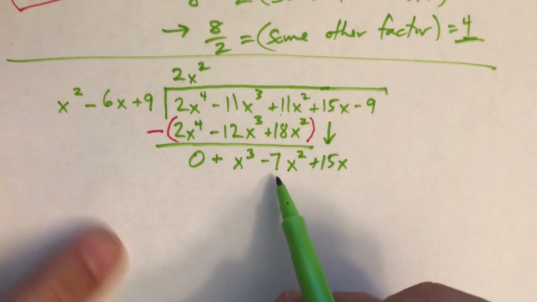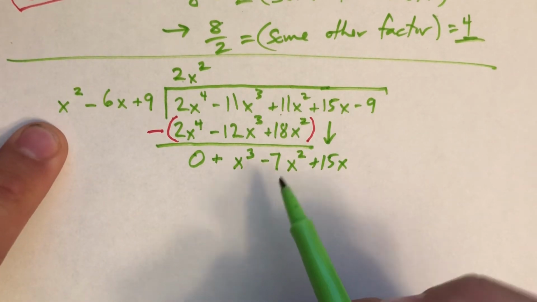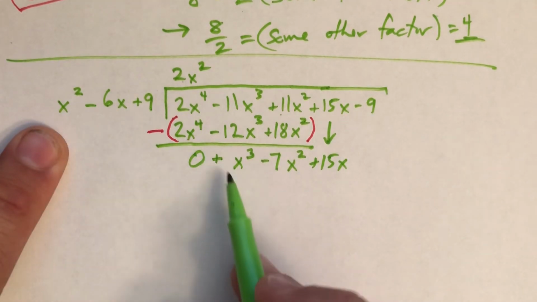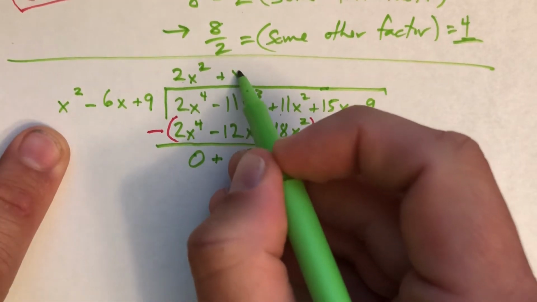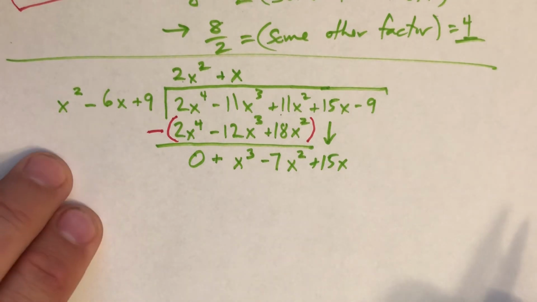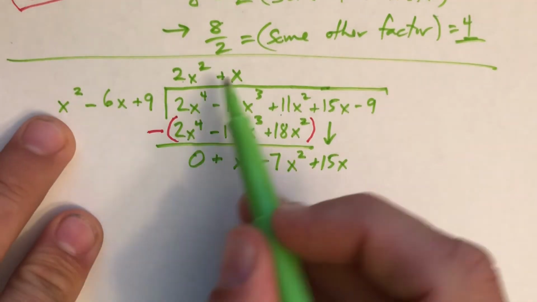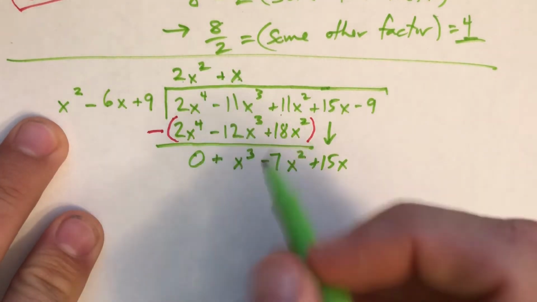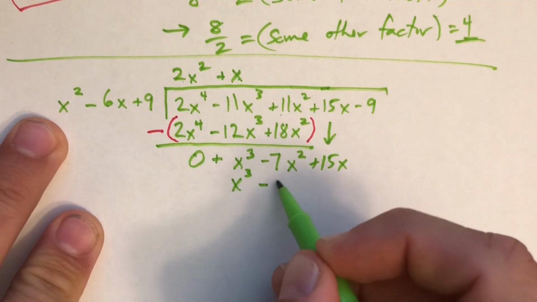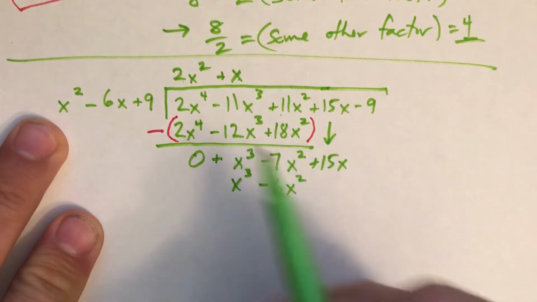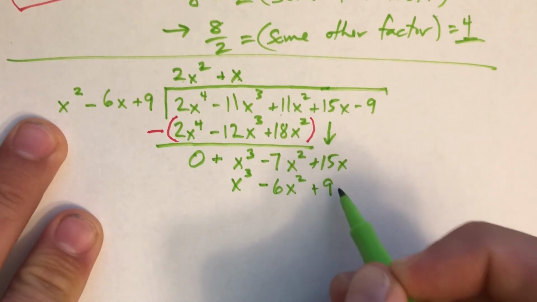Alrighty, so now we just repeat the process. So now we say, how many times does x squared go into x cubed? Well, it goes in there x times, so we're going to put plus x right up there. And now we can multiply all of these terms in the polynomial by x. So we got x squared times x is x cubed. X times negative 6x is negative 6x squared. X times 9 is 9x.